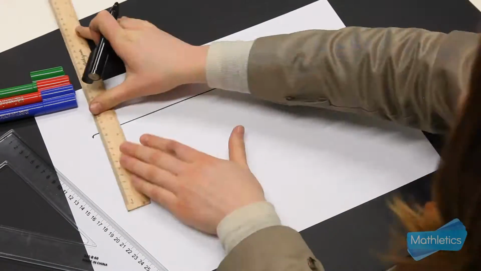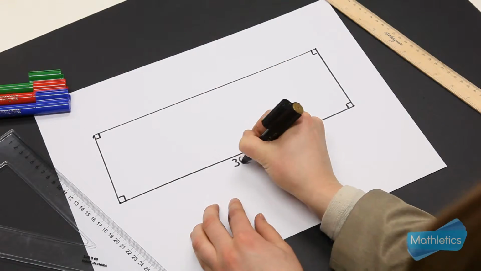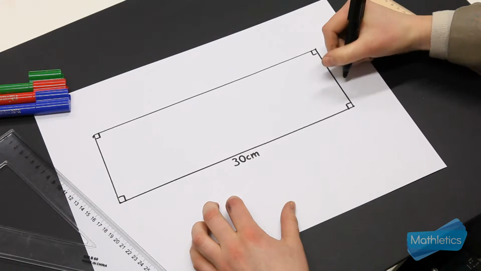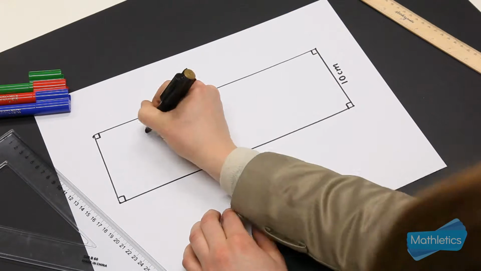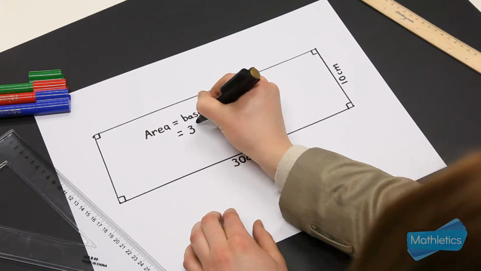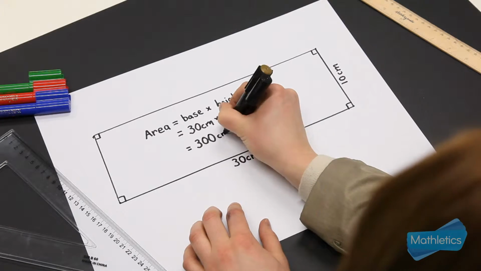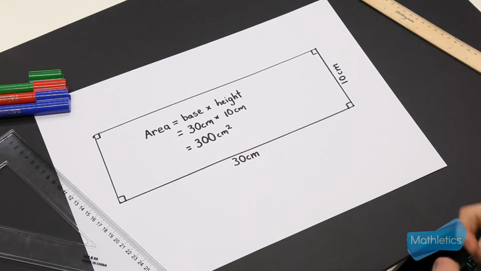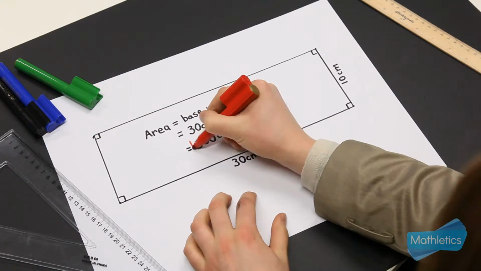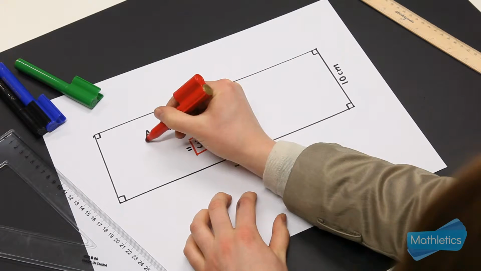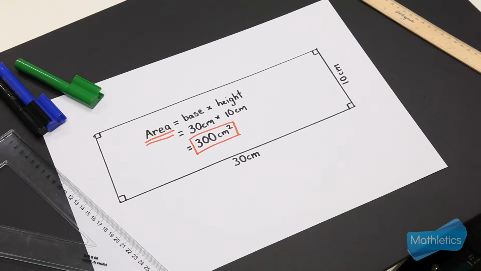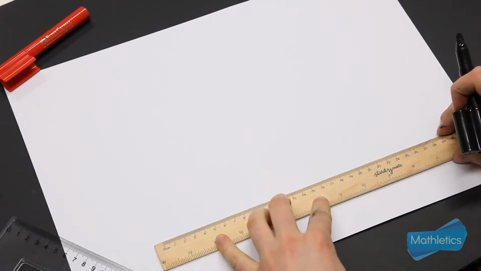Take a look at this rectangle. It's 30 centimeters long and 10 centimeters high. So its area must be 30 times 10, which is 300. To get the units, we multiply centimeters by centimeters, which gives us centimeters to the power of 2, or what we call square centimeters.